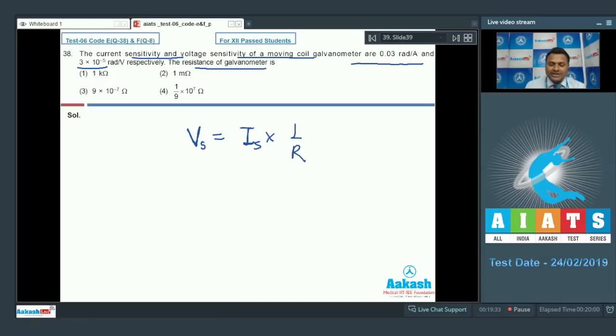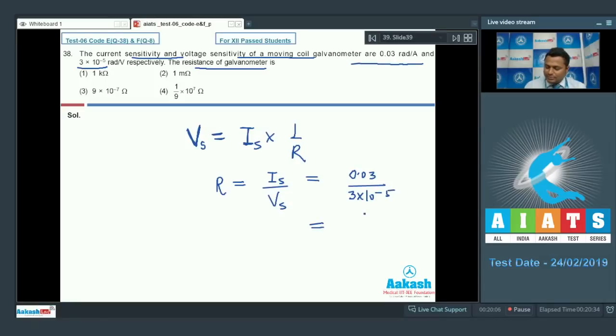Don't think of this as current. They are the sensitivities. It is not like V equals IR. This is voltage sensitivity of galvanometer equals current sensitivity multiplied by 1 by R. So from here we can get R equals current sensitivity divided by voltage sensitivity, where current sensitivity is given as 0.03, divided by voltage sensitivity, which is given as 3 into 10 to the power minus 5.